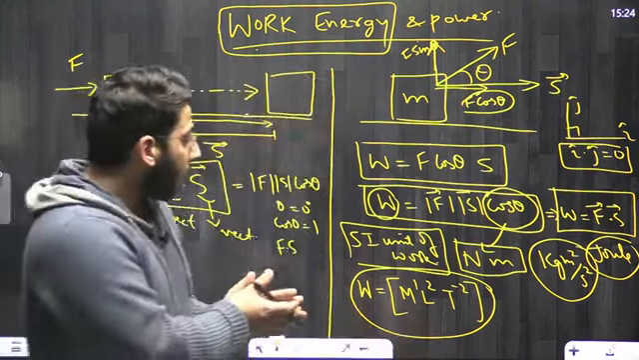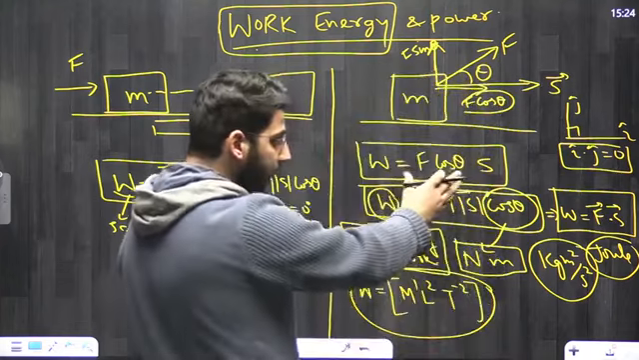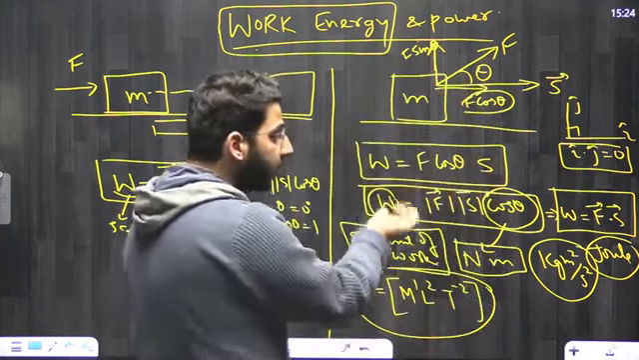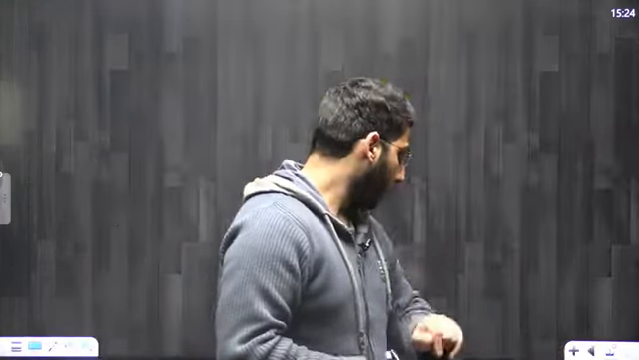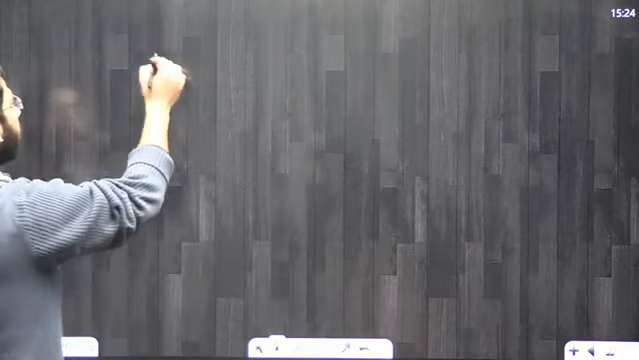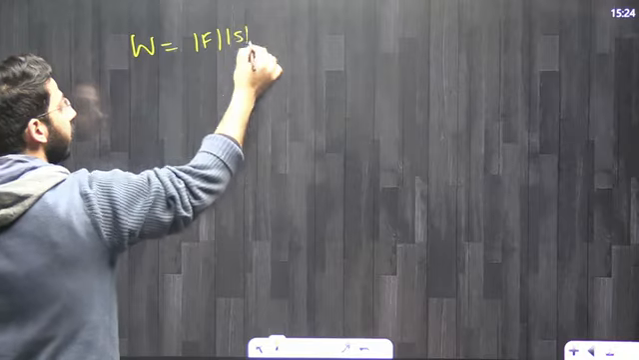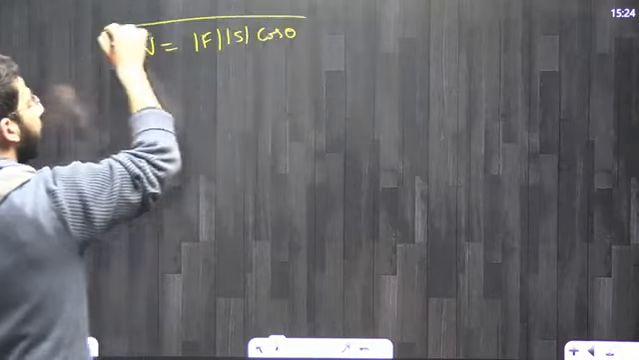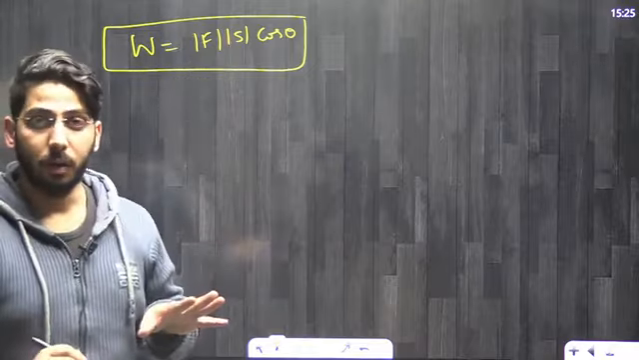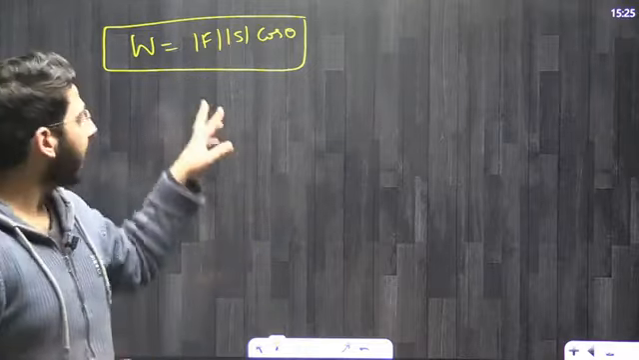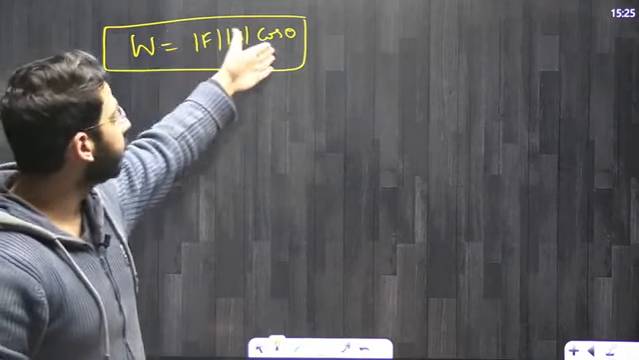Now let's talk about what we can say about the sign of the work done, or in which cases work done could be 0. So first let's discuss how we can get work done to be 0. Work done is equal to mod F mod S cos of theta. So here you can clearly see that if work done is 0, then either of the three should be 0, or any combo. Like it can be that force is 0 and these two are non-zero.